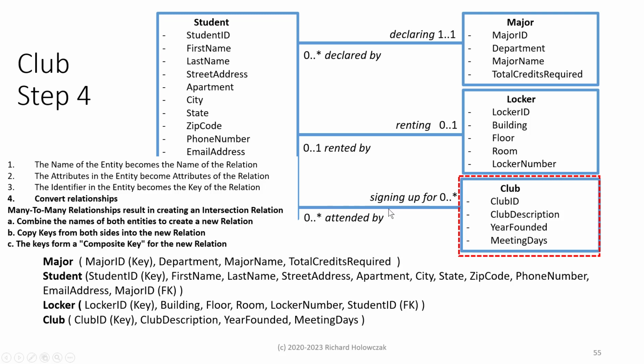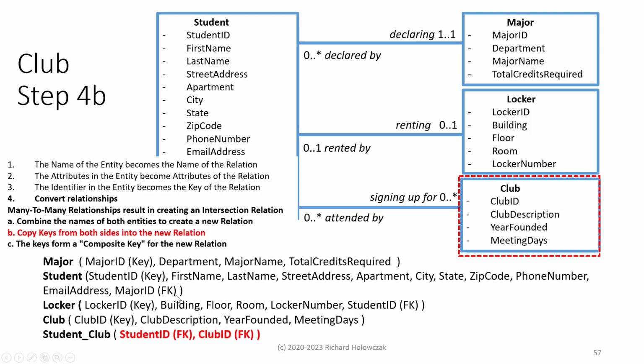Whenever we have a many-to-many relationship, we have to create a new relation. We call it an intersection relation. And there are three steps to do this. First, we take the names of the two relations involved here. In this case, it is student and club. And so we simply take those two names and we stick them together. In this case, I put a little underscore between them. It doesn't matter what the names are. If they're in a many-to-many, we create a whole new relation and we stick the two names together.